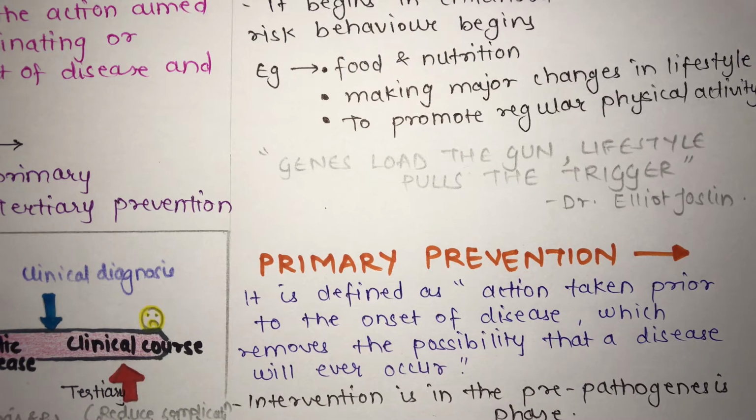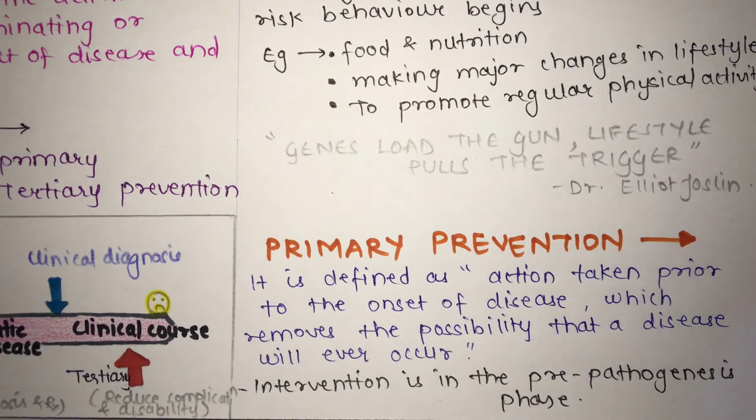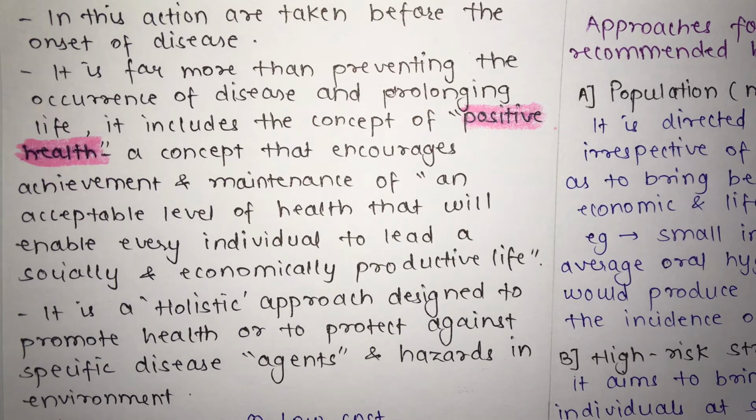And the intervention is in the pre-pathogenesis phase. So basically in pre-pathogenesis, the factors are present in the environment, but they are not creating the disease in humans. So we are preventing it from entering the human, which leads to any disease. So the basic difference between primary and primordial is, in primordial there is no emergence of the risk factors, so there are no risk factors present, but in primary there are risk factors present and you're preventing that.